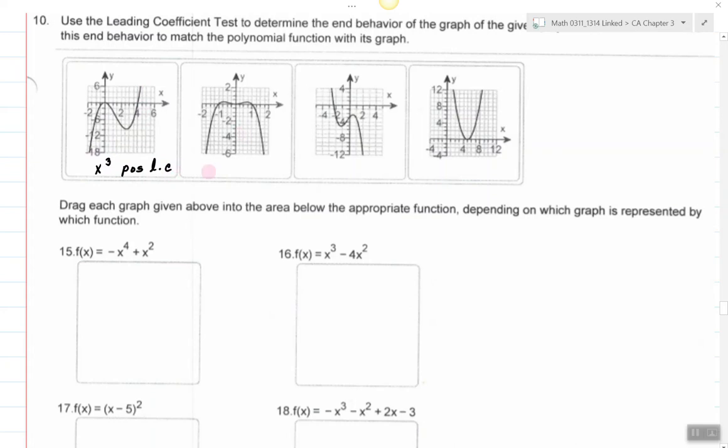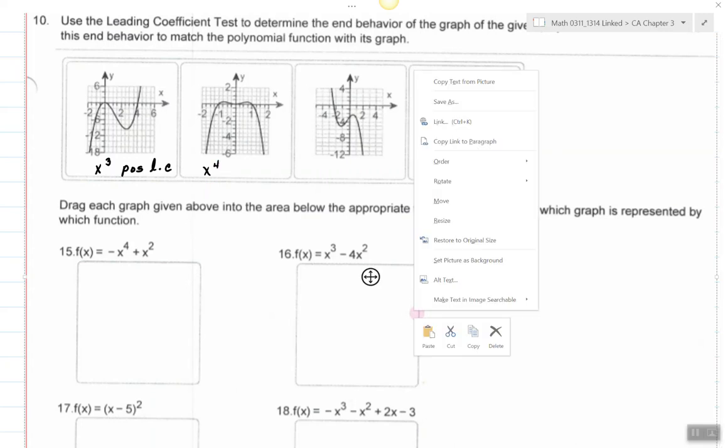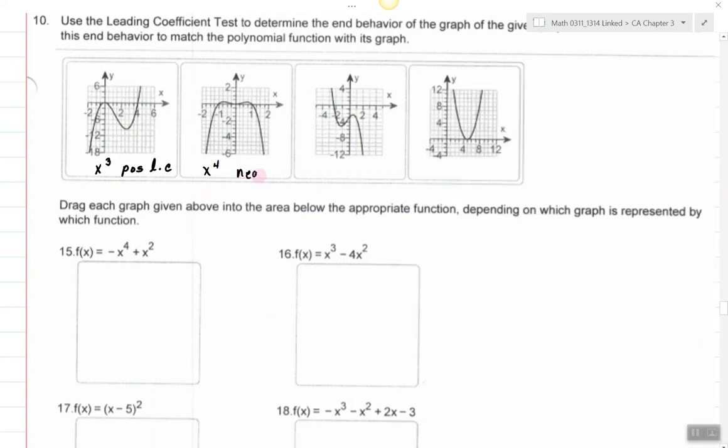This one looks like an x to the fourth, but it is down, down, so it has a negative leading coefficient. This one looks like a third degree, but it's reversed. It's up and down, so that means it's going to have a negative leading coefficient. And this last one, it's up and up, which looks like an x squared with a positive leading coefficient.